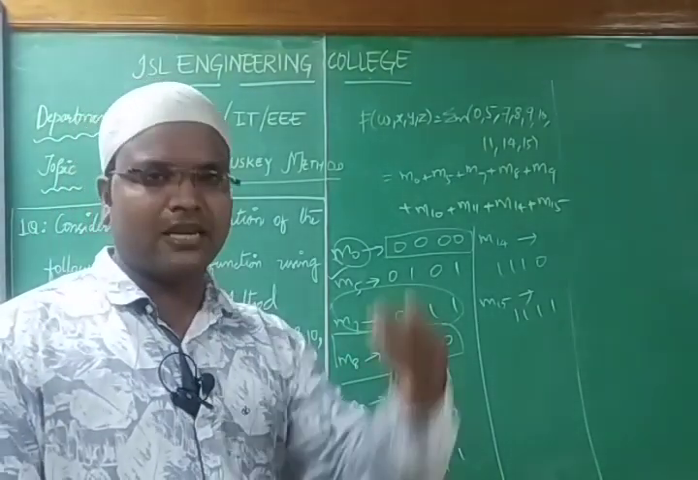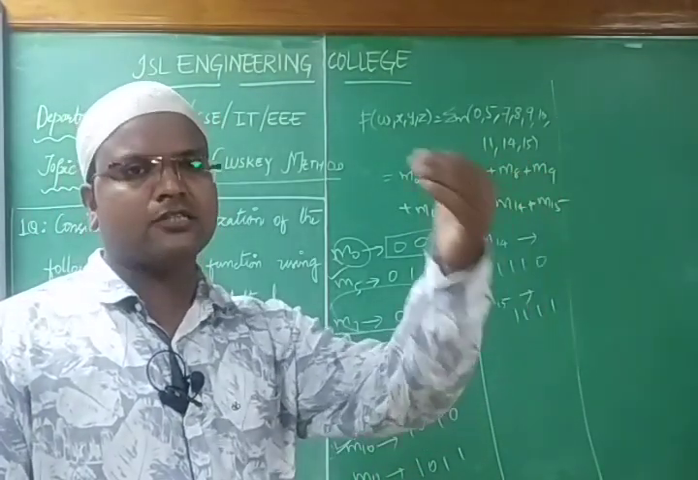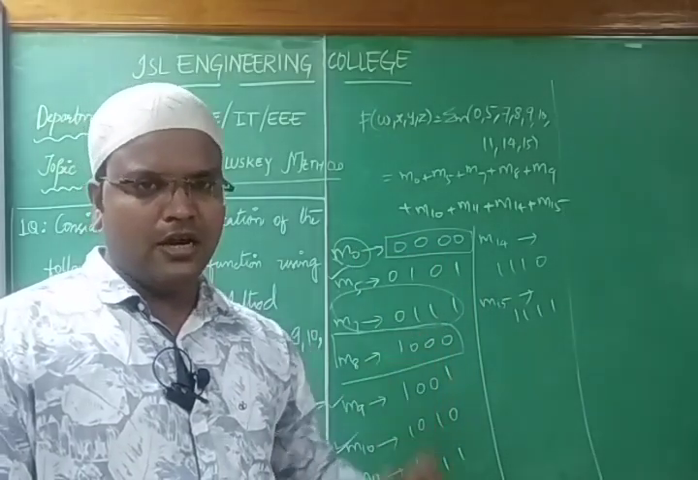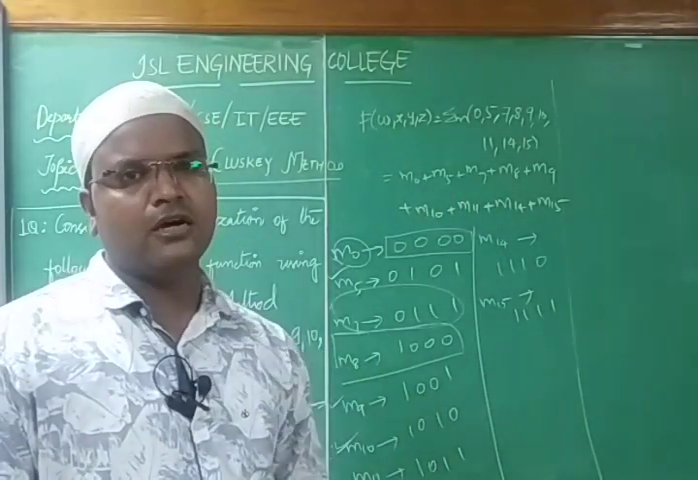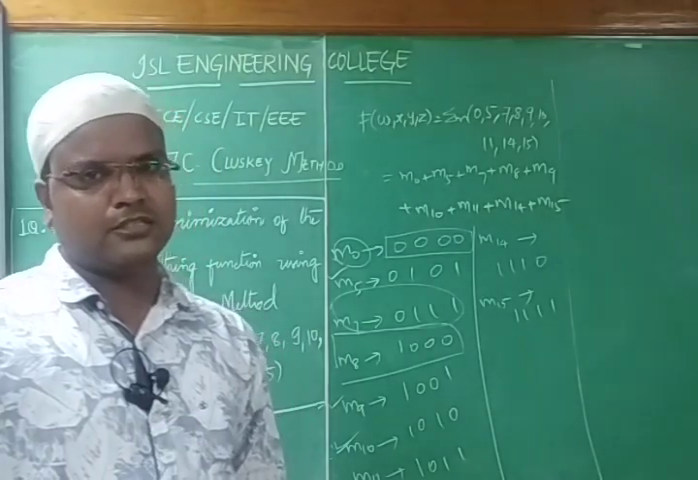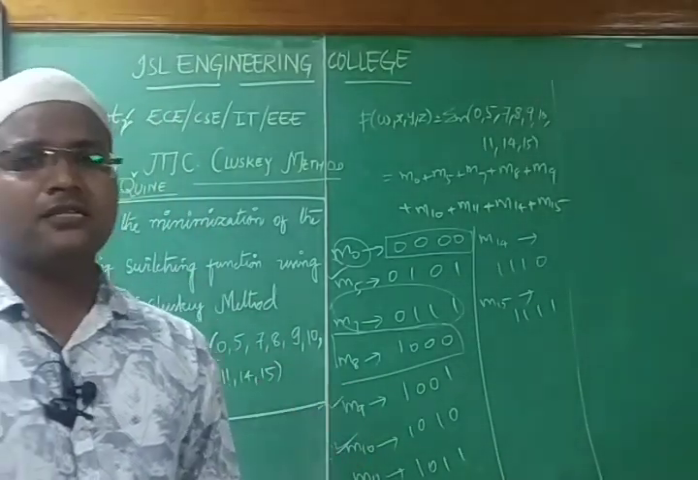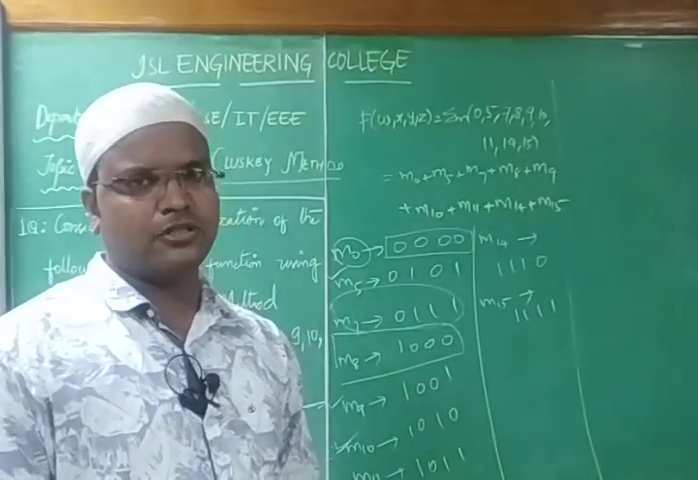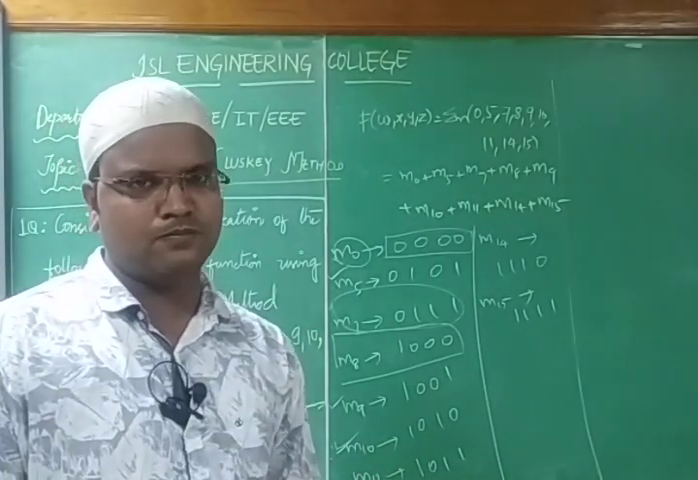Next thing, we need to segregate. We need to group into index 0, index 1, index 2, index 3, index 4. So that's what we need to do: group the given min terms into different indexes. After getting it, the next step is to compare the bits. So that bit comparison we will do now.